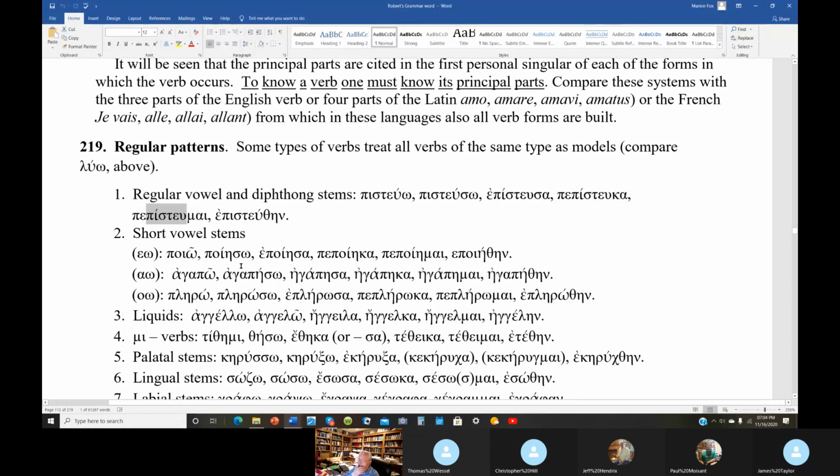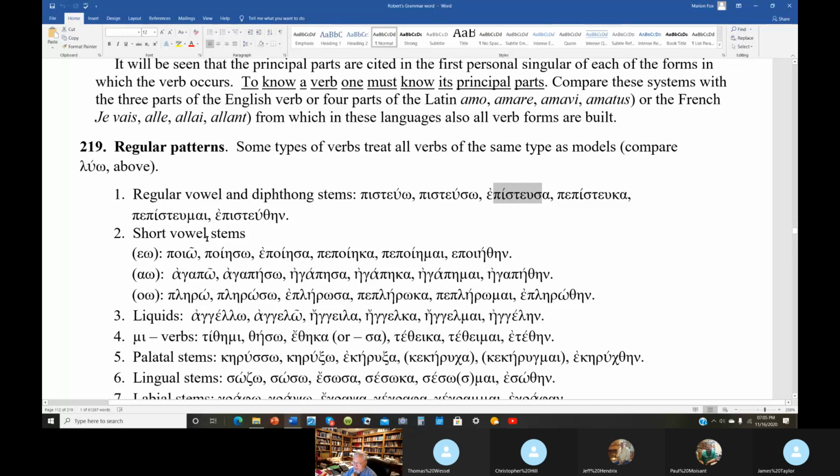Okay. On the future, I believe you included the sigma as part of the stem, but on the aorist, you did not include the sigma as part of that stem. I think I'm wrong. I think the sigma is part of the stem. I think I messed up. I think it takes the same stem as the future. Thank you for calling my attention to it. But it has that sigma, but that's part of your stem.